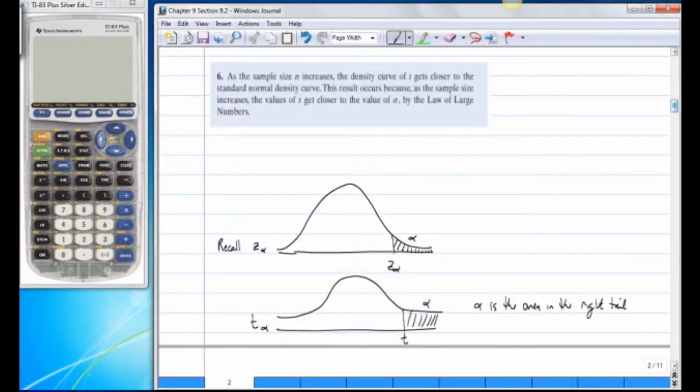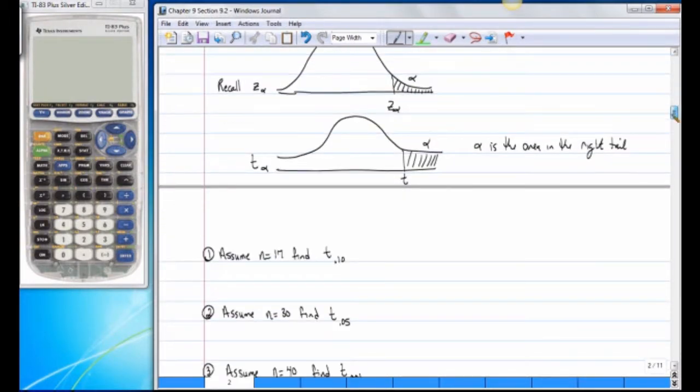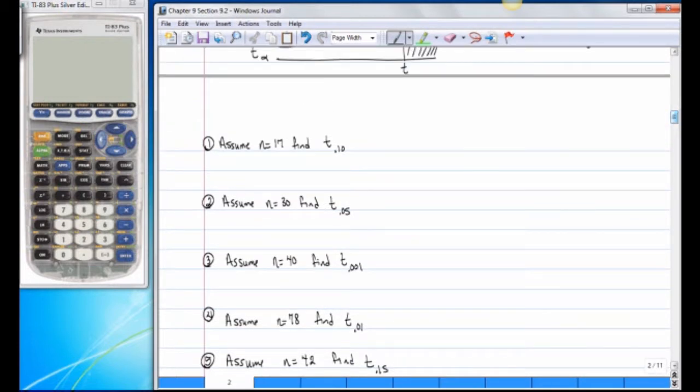And this is going to be the one thing that varies in finding our critical value. So t sub alpha over 2 will be our critical value. At this point, we're just looking for t sub alpha, and alpha is the area in the right tail. Remember, with critical values, we had alpha over 2 because that was the area split up into 2 tails. So it says, assume n is 17, find t sub 0.10.